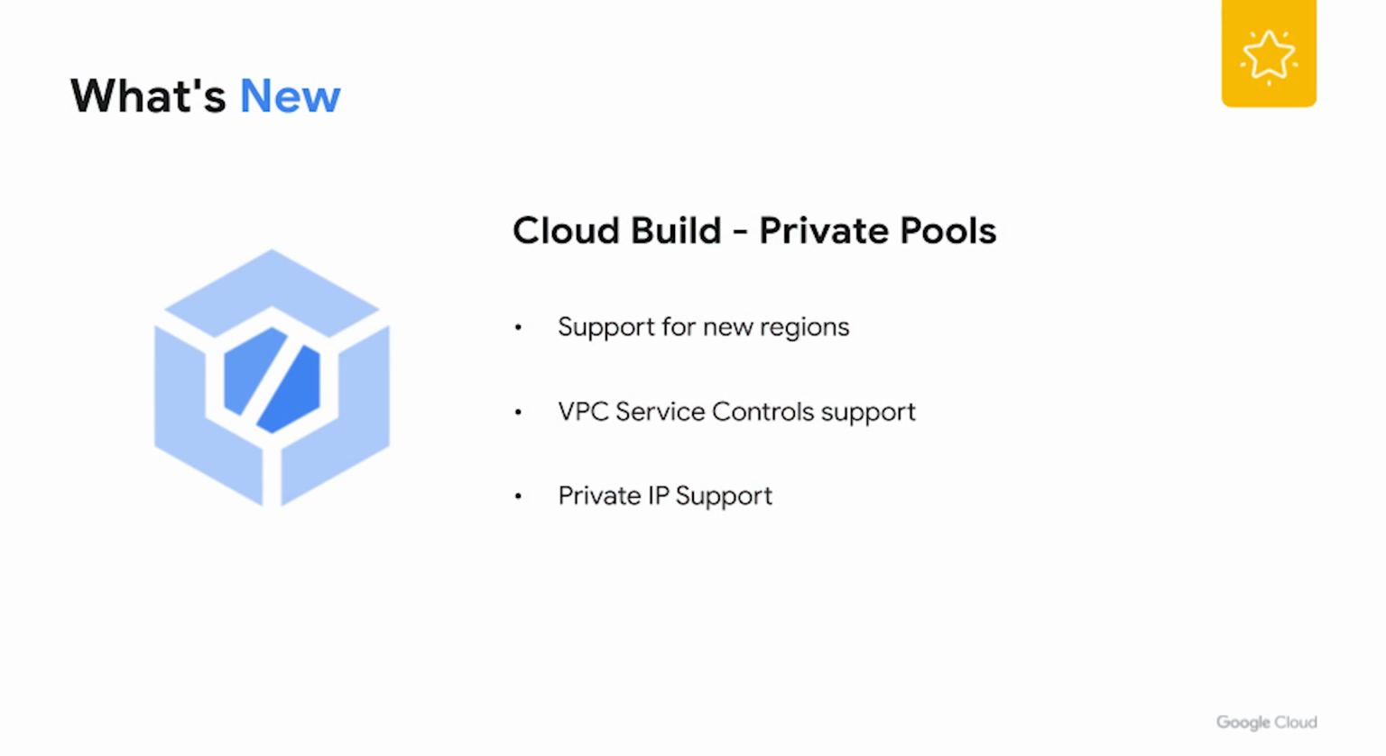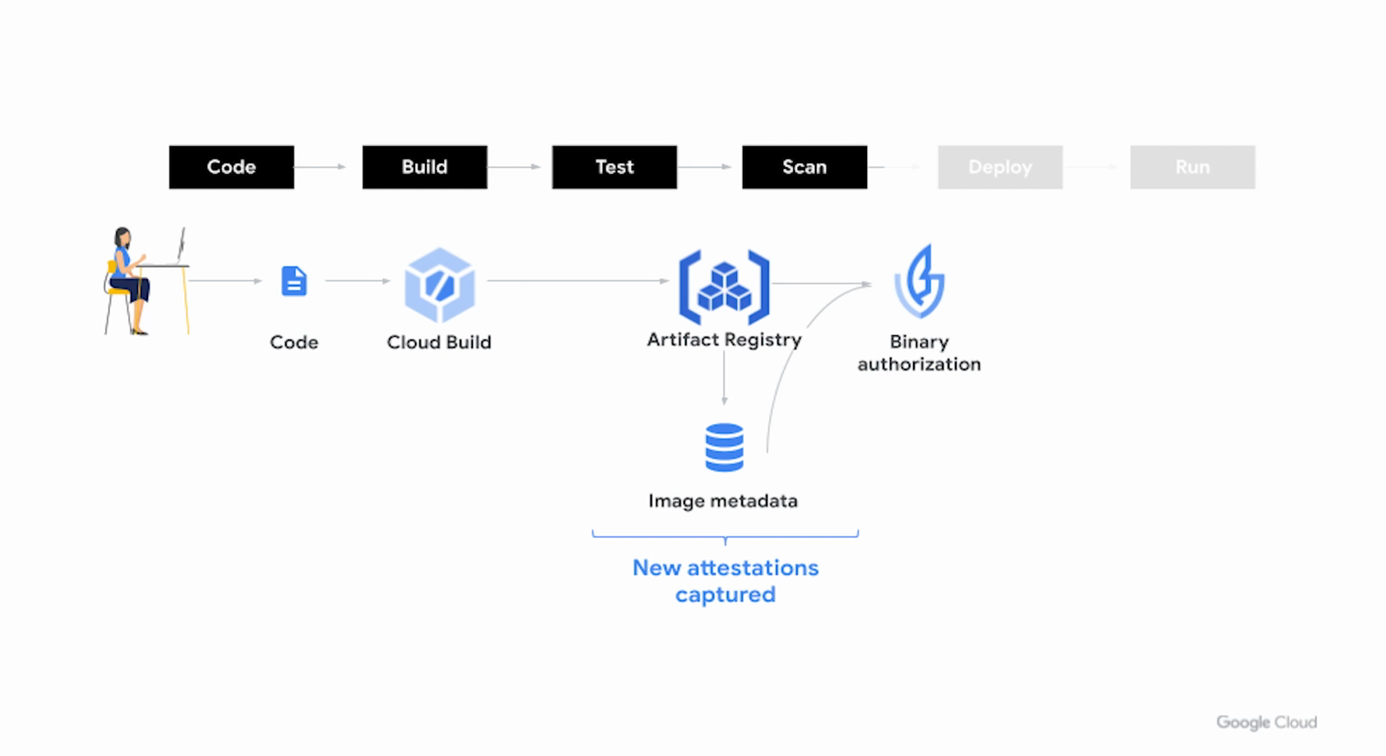Security-conscious customers, of course, will want to ensure that they can enforce a security perimeter within their private network to keep data and access private. That's why today I'm excited to announce the availability of Cloud Build private pools in GA. With private pools, Cloud Build also adds support for VPC service controls and private IPs. This is great because now you can leverage the advantages of this lockdown serverless build environment within your own private perimeter.